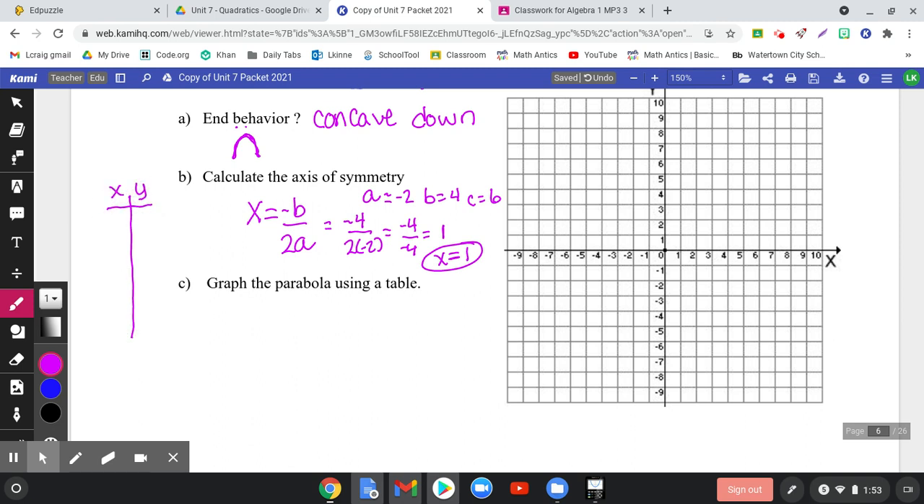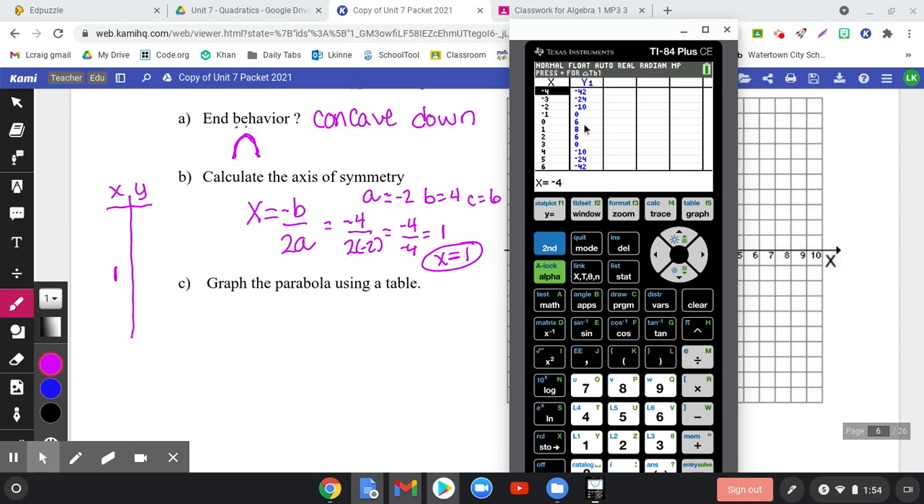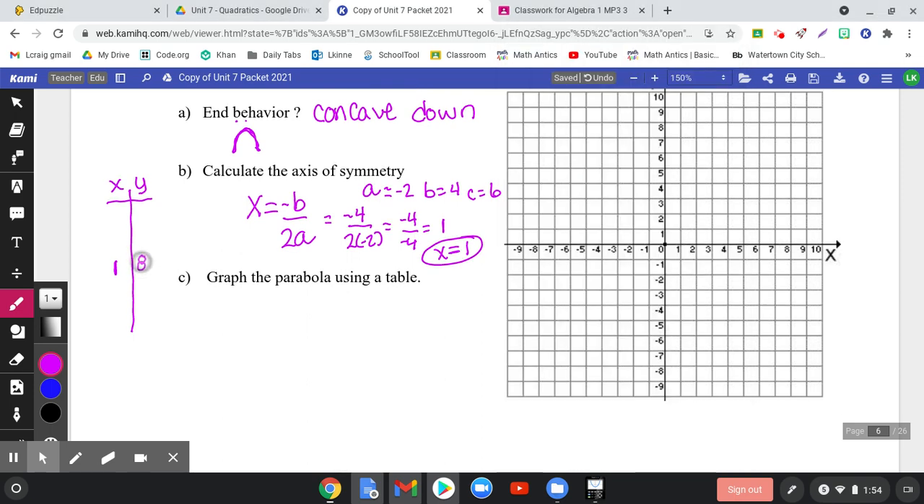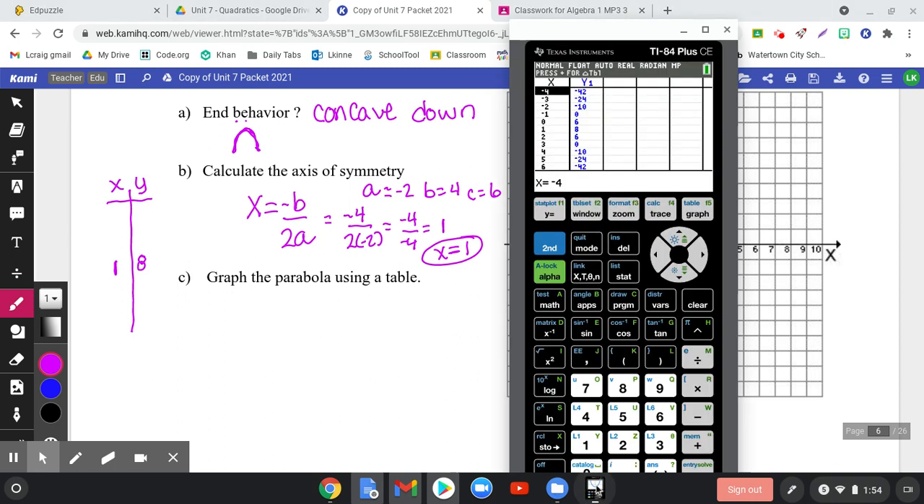So I put that, since it's x equals 1, right in the middle of the table. I personally, though, like to just go to the calculator and find the middle. I see that 1, 8 is my turning point. See how everything else has a match? It's just that 1, 8 is in the middle. That's your vertex. So now I'm going to plot the points above and below it that I can fit.